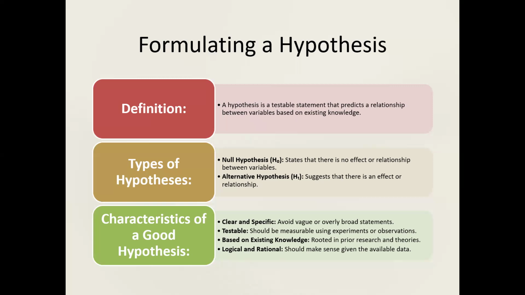And if we look at the characteristics of a good hypothesis, a good hypothesis is clear and specific. You have to avoid vague and overly broad statements. A good hypothesis must be testable and can easily be measured using experiments or observation. It should be based on existing knowledge and must be rooted in prior research and theories. And it must be logical and rational and should make sense given the available data. So these are the things you have to keep in mind while working on your hypothesis.